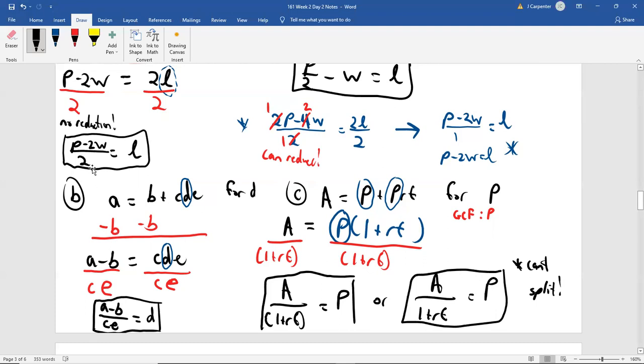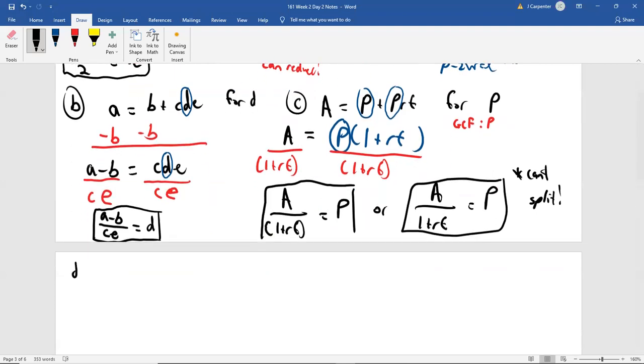Let's do one that's similar to C, but step it up a notch. Let's practice that GCF stuff again. A plus D equals DE minus B. And we're going to solve this for D. Uh-oh. We got a D here, and we got a D here. There's 2 of them. And uh-oh, they're not on the same side.